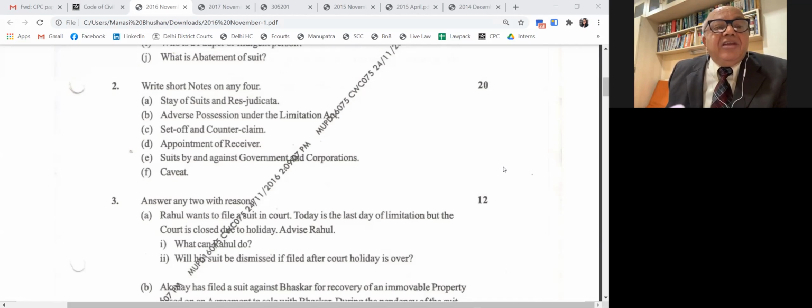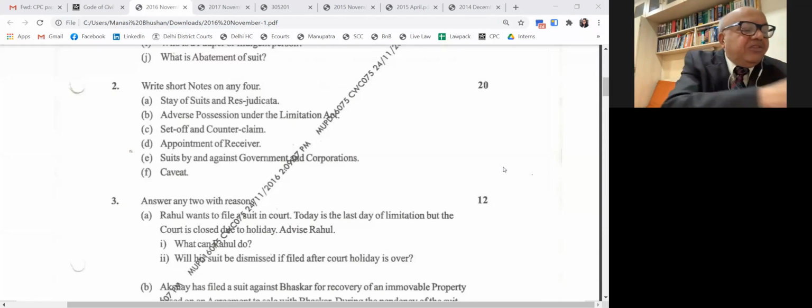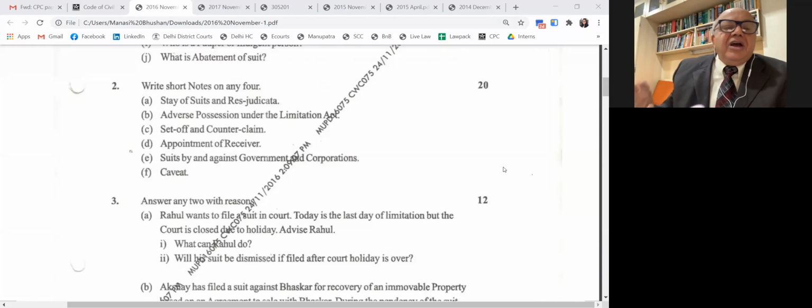So the applicant caveator requests the court that no ex parte orders be passed against me in any suit that may be filed by the other side, the opponent, caveatee, without first giving me an opportunity of being heard in respect of the subject matter. The validity is 90 days and it should be served by registered AD to the other side and inform the court. Okay, section 148 here.